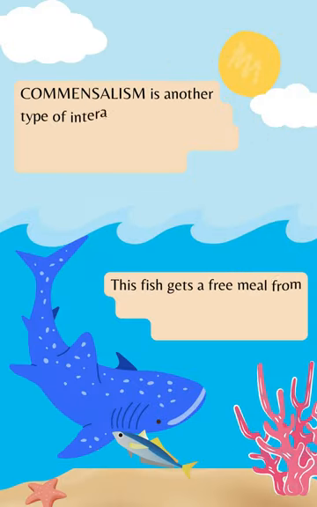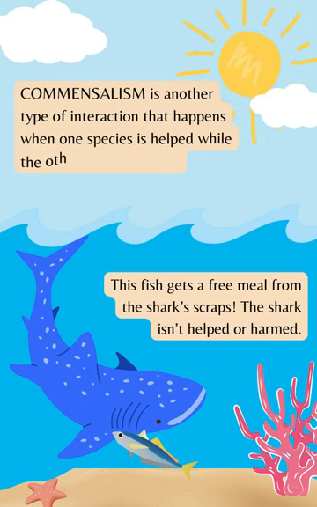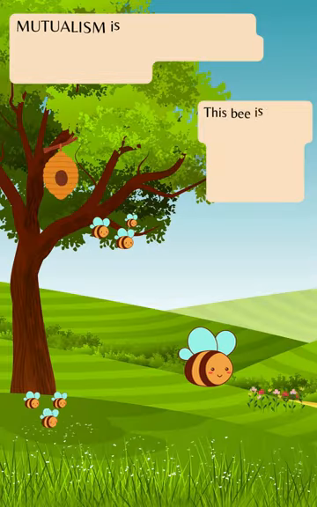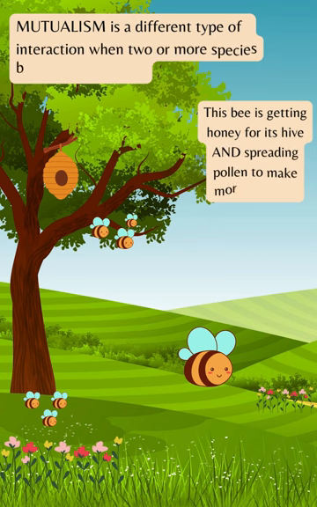Commensalism is another type of interaction that happens when one species is helped, but the other is not affected. This fish gets a free meal from the shark's scraps. The shark isn't helped or harmed. Mutualism is a different type of interaction when two or more species benefit each other. The bee is getting honey for its hive and spreading pollen to make more flowers.